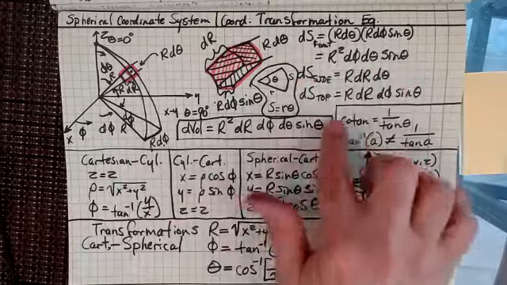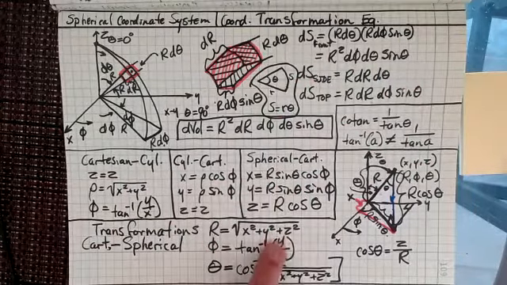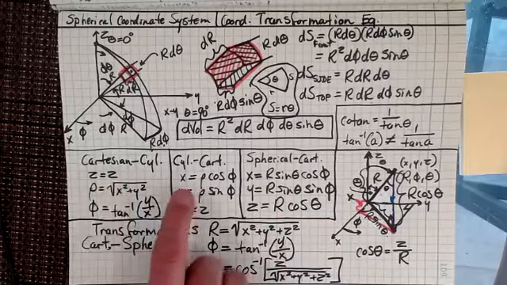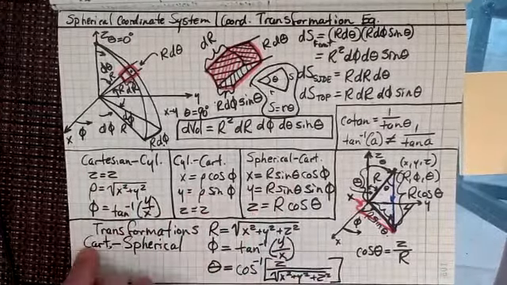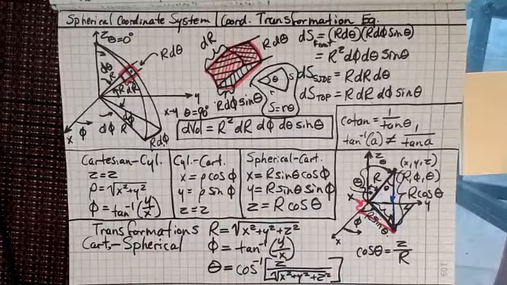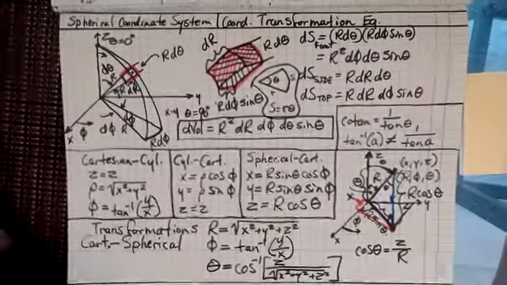And down here, we've gone through all of the transformations. Cartesian to cylindrical, cylindrical to Cartesian, spherical to Cartesian, Cartesian to spherical. You're probably thinking, hey, you've left off spherical to cylindrical and cylindrical to spherical. I will leave those up to you.